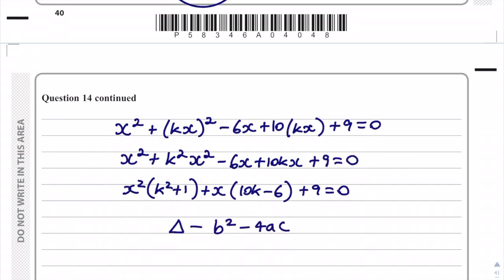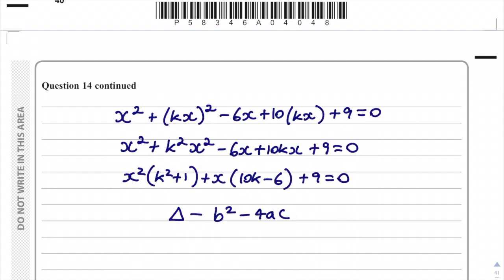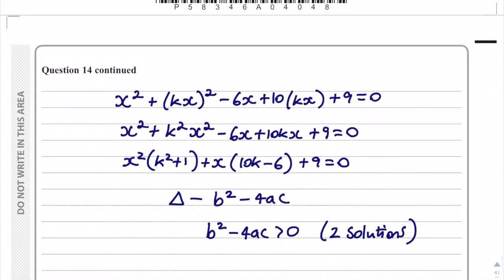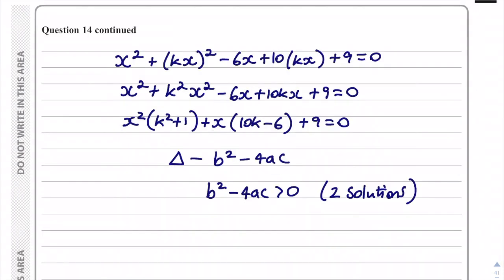Now there are 3 different cases for the discriminant. The one we're going to test is whether b squared minus 4ac is greater than 0. If that value is greater than 0, the equation has 2 solutions. And that's what we're told in the question. That's why we're going to test for it, because we know that the line y equals kx passes through 2 points. What I can do is work out my values for a, b and c.